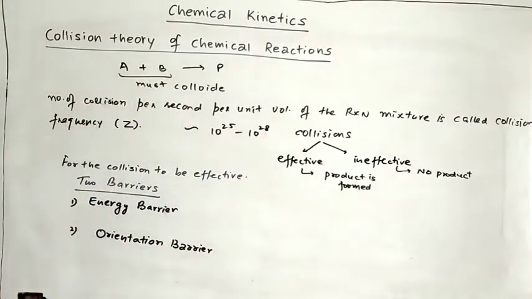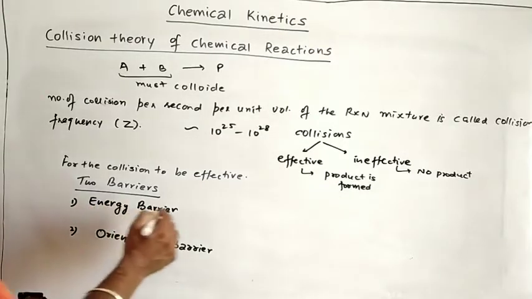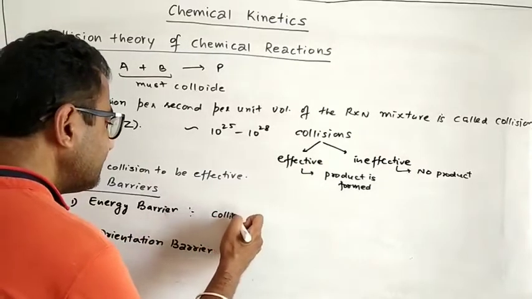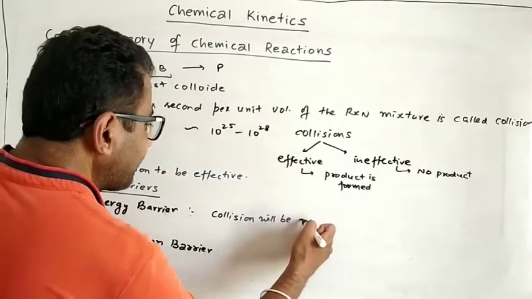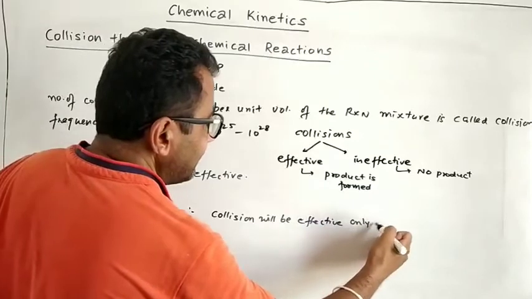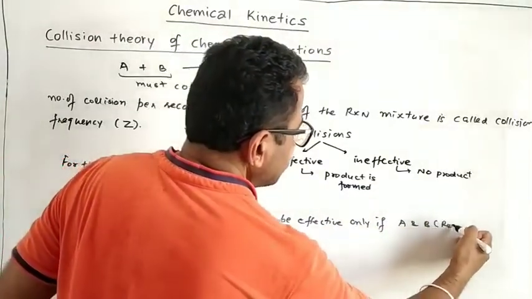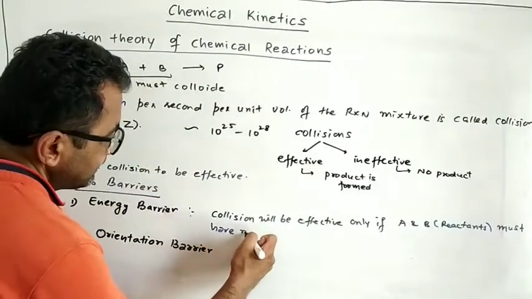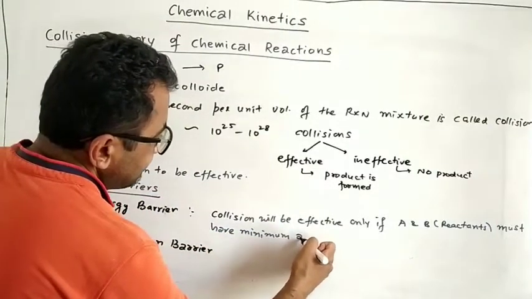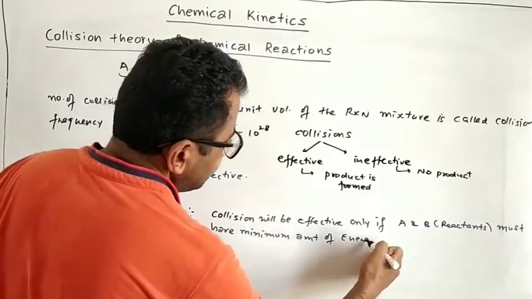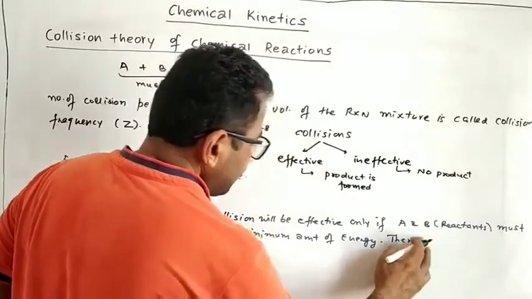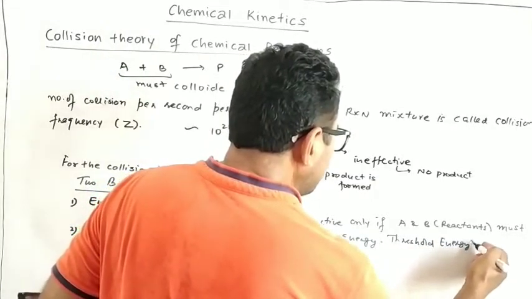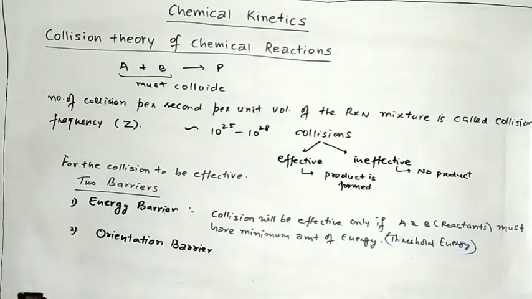अगर A और B के पास कुछ minimum amount of energy है तभी वो collision effective होगी. ओके, so collision will be effective only if A and B, means reactant, must have a minimum amount of energy that is known as threshold energy. उसको हम बोलते हैं threshold energy. So minimum amount of energy उनके पास होनी चाहिए.